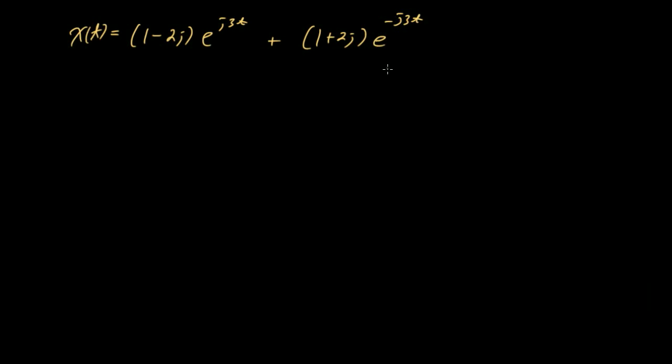So in this video we're going to be doing problem 3 from the first signals recitation, and the problem is this. We're given a sum of complex exponentials, we're just given a function. We're given a function x of t. Let me write down what that function is. It is (1 minus 2j) times e to the j 3t plus (1 plus 2j) e to the minus j 3t.